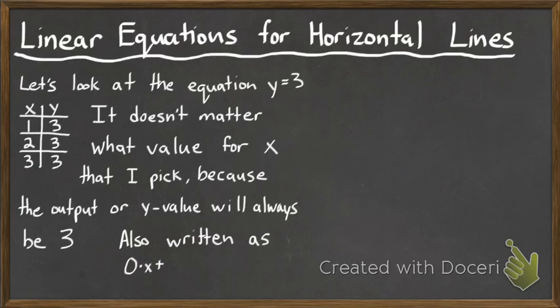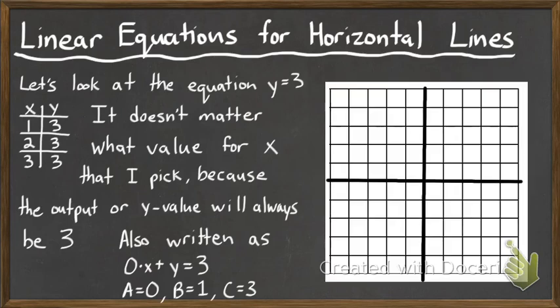So, since we're dealing with linear equations in standard form, this can also be written as 0 times x plus y equals 3. So with our linear equation in standard form, a is 0, b is 1, and c equals 3. Alright, so now that we have our table of values, let's graph this.